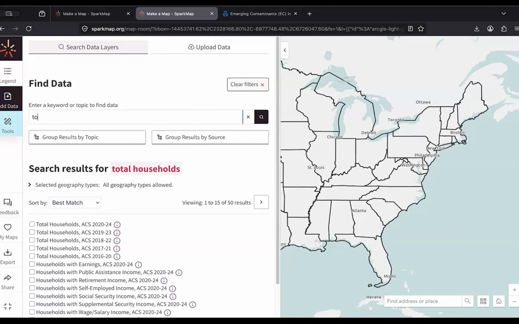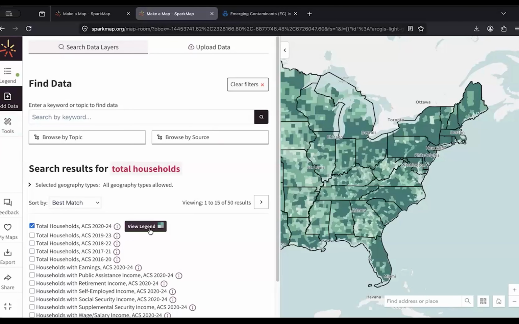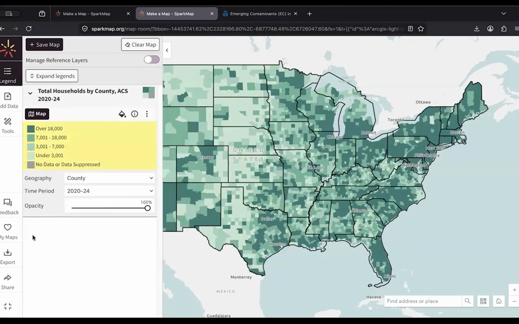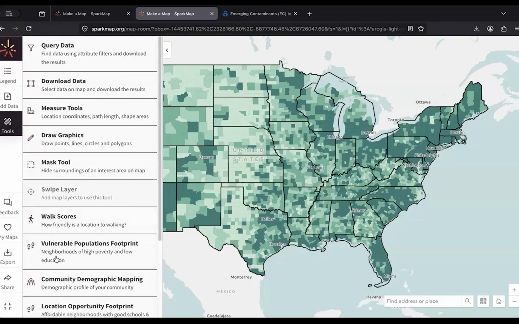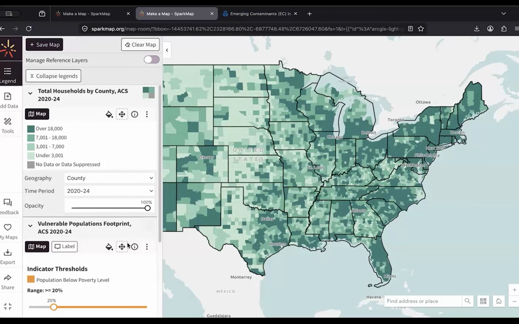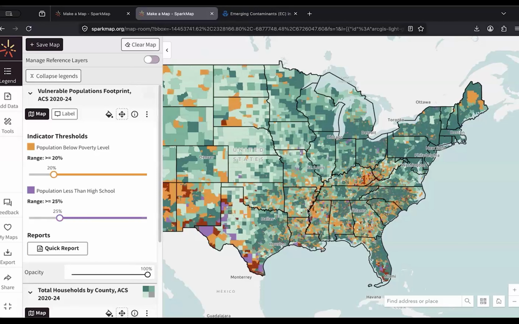One other thing that I wanted to put on here was they talked about disadvantaged communities, right? So we do have a tool available in our tools bar over here that's called the Vulnerable Populations Footprint. And I think that this would be a great tool to look at where maybe some of our more vulnerable communities are alongside some of that total household data. So do we have enough people to make a difference in a specific area?